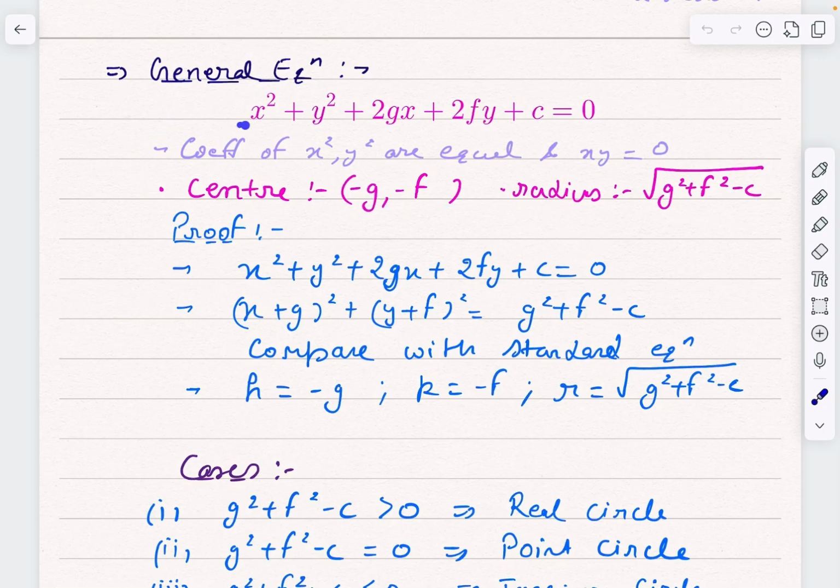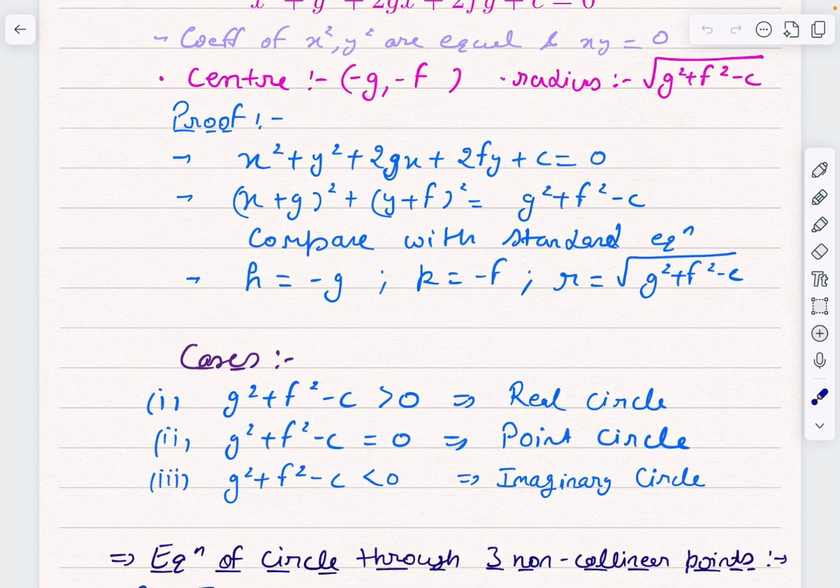So this x square plus y square plus 2gx plus 2fy plus c equal to 0 represents a circle with center (minus g, minus f) and radius square root of g square plus f square minus c. Okay, next guys.